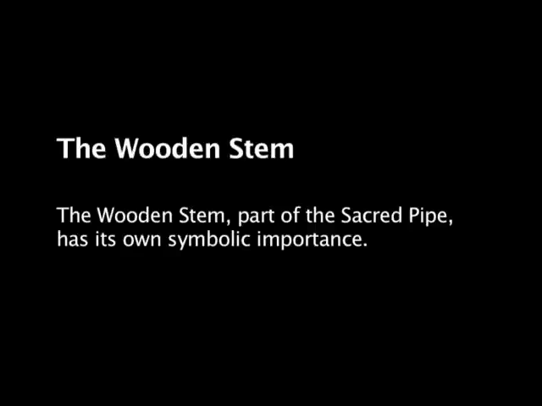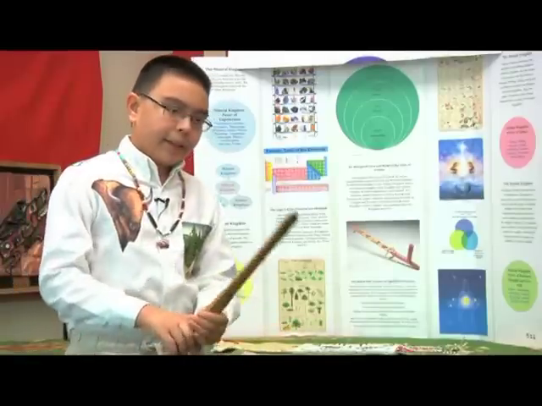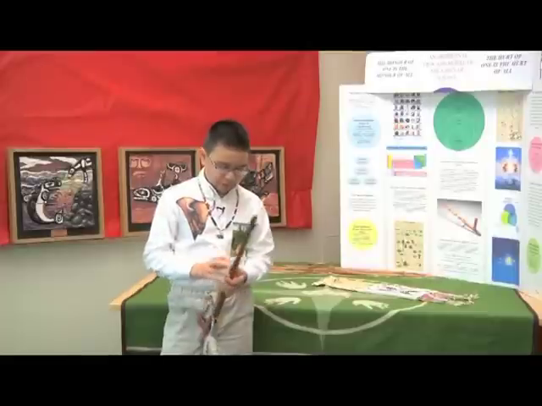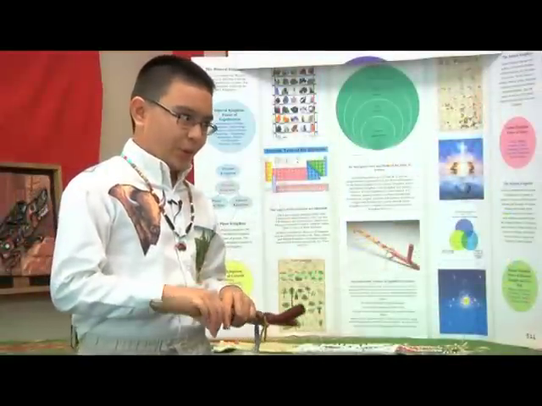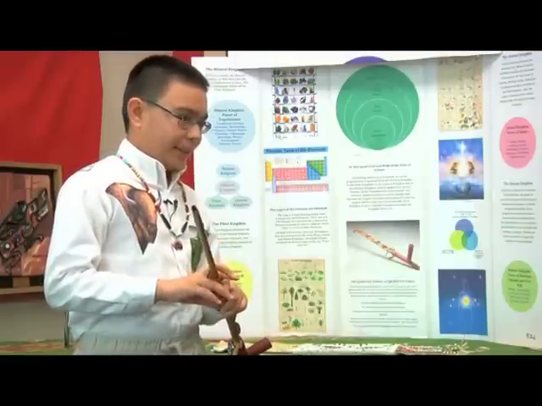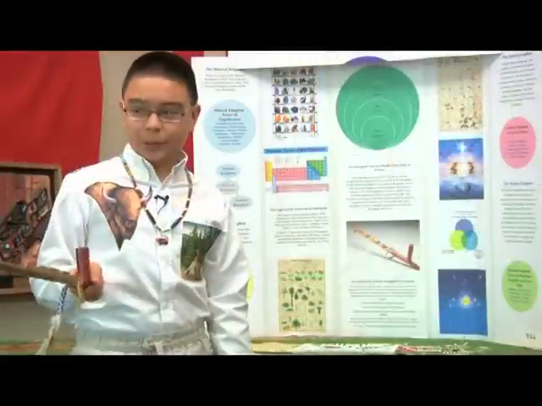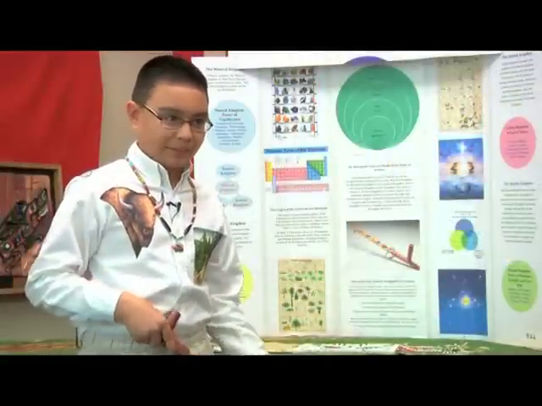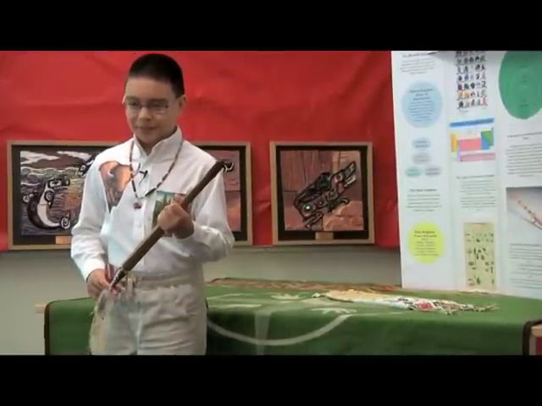The wooden stem represents the plant kingdom. The wooden stem is supposed to be like the stem of a tree. It's supposed to represent the plant kingdom because it's made out of wood. But if that was true, and it is true, I guess that our table would represent the plant kingdom, or a door would represent the plant kingdom. This makes the plant kingdom more complex than the mineral kingdom.